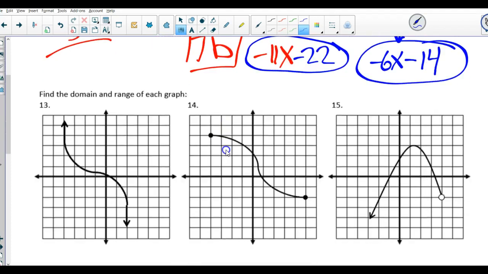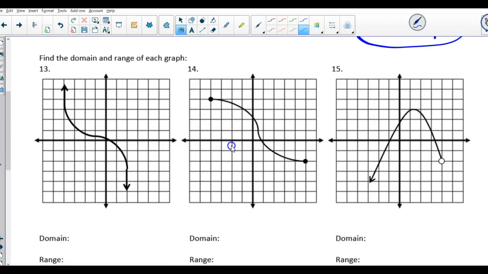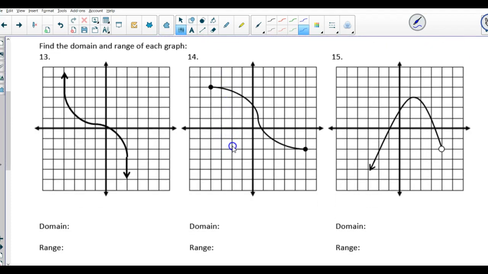Number 13, find the domain and range of each graph. Favorite, probably the most difficult, but you'll get over it.